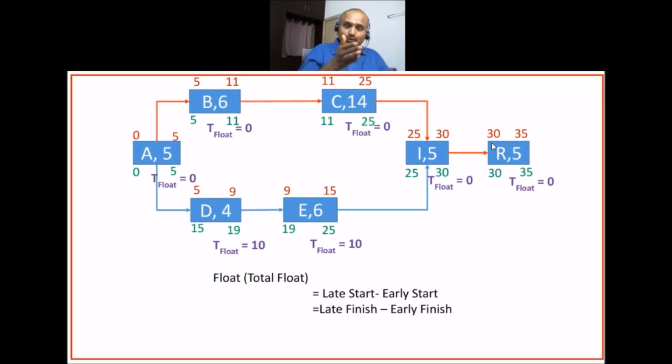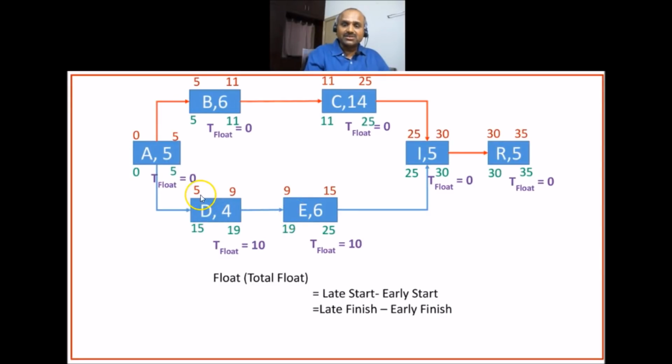So if you delay by 1 day or 2 days, it will have a corresponding effect on the overall project end date. That's why the total float for all activities on the critical path, that is A, B, C, I and R, is 0. However, if you come down to activity D here, D and E can be delayed by 10 days.